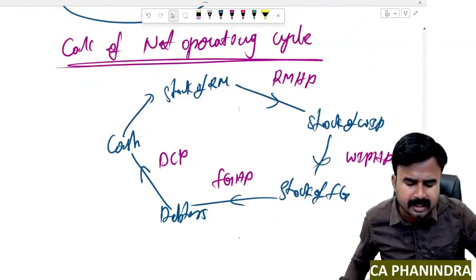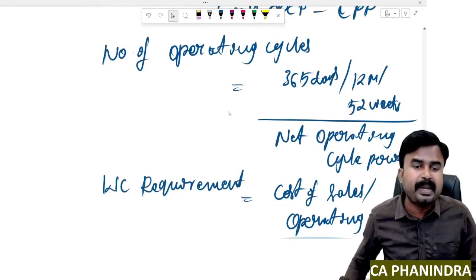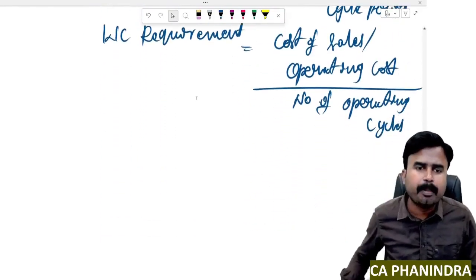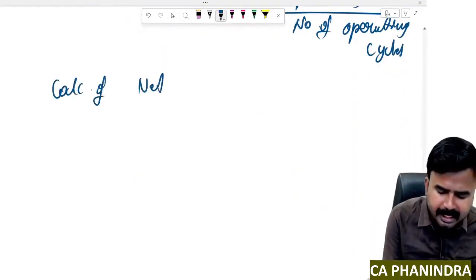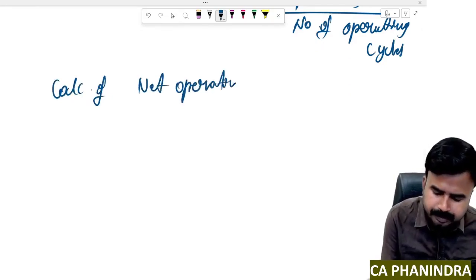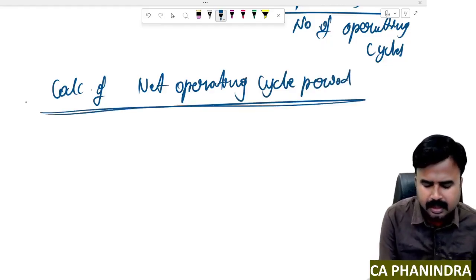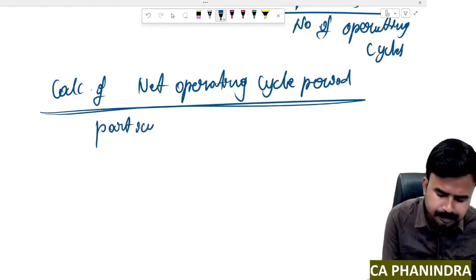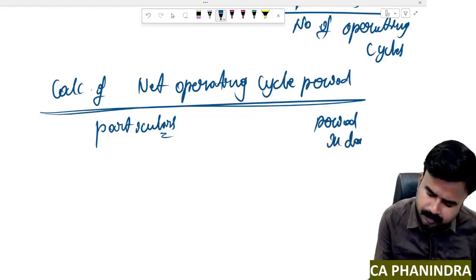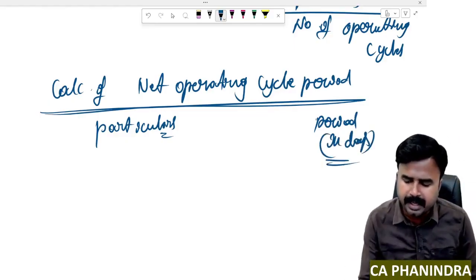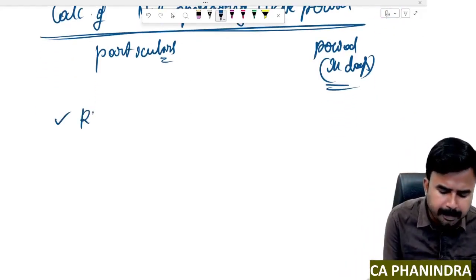The question is how to calculate this net operating cycle period. Raw material holding period, work in progress holding period, finished goods holding period, all these numbers must be calculated. I'm going to present that net operating cycle period in a statement. Calculation of net operating cycle period. Please remember this format, okay? The columns are particulars and period in days. These are the standard columns. The first formula is raw material holding period.